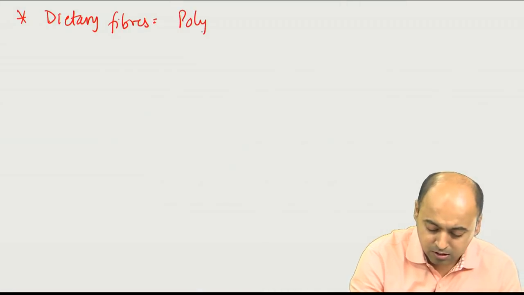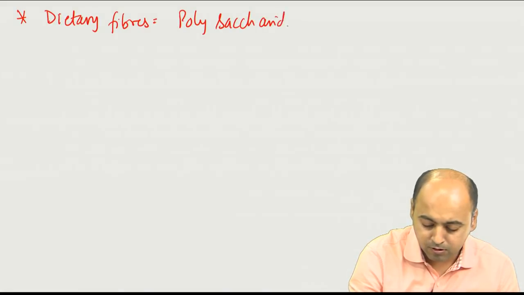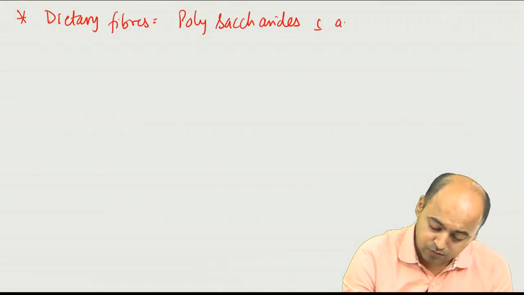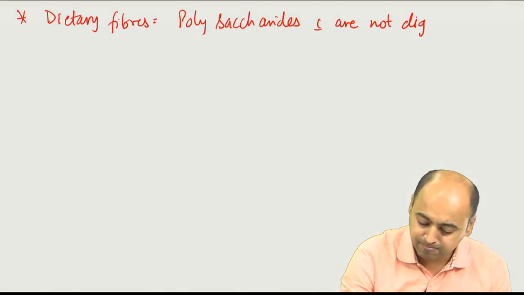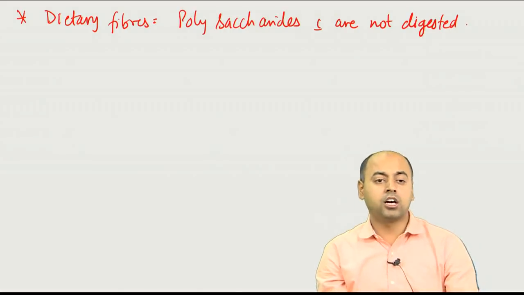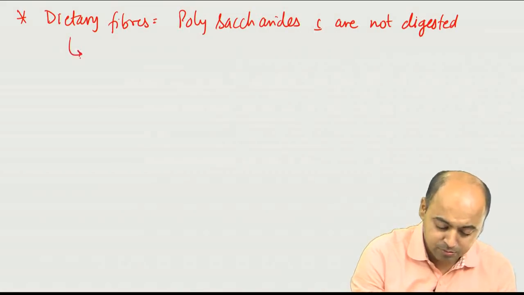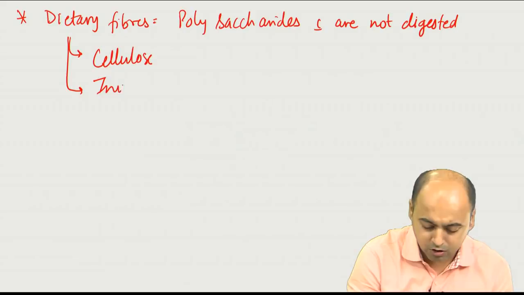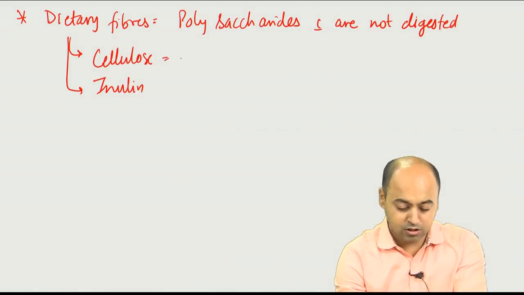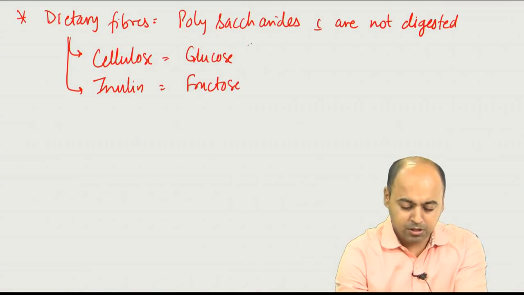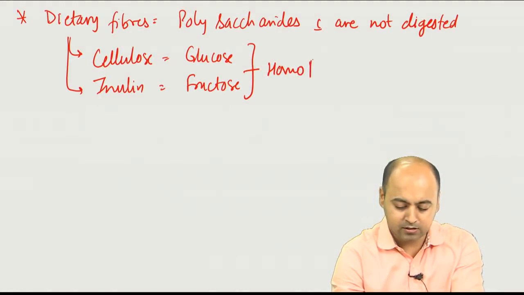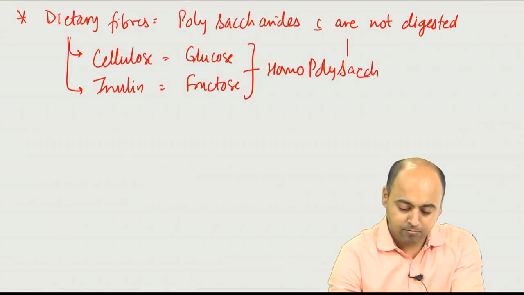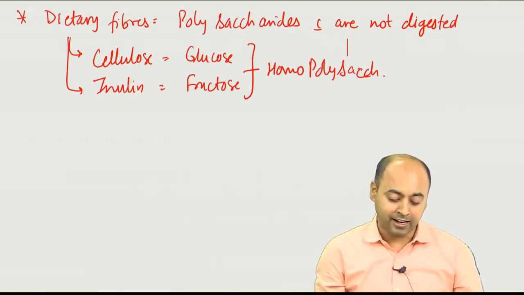Basically, dietary fibers are polysaccharides which are not digested. Some of the important dietary fibers are cellulose, inulin. The cellulose is made up of only glucose, the inulin is made up of only fructose, meaning these are the homopolysaccharides. So among the homopolysaccharides, the cellulose and inulin are dietary fiber.